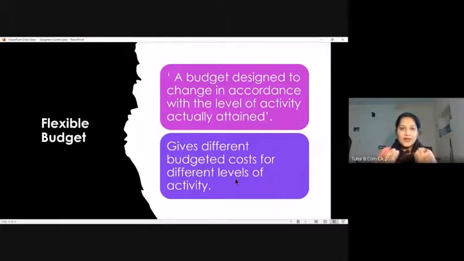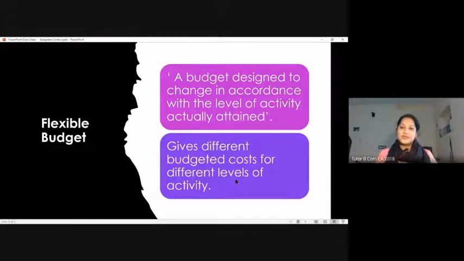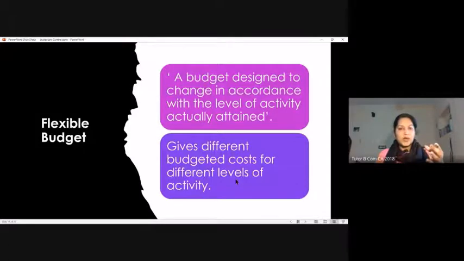We are accommodating the expected changes at the planning period itself, so that we know that at the maximum this will be the requirement, and at the minimum this can be the requirement. That's the logic of flexible budget, which is just the opposite of fixed budget. Fixed budget is more or less rigid, where you expect the best condition based on your past performance, but you have not prepared for any variation to that.